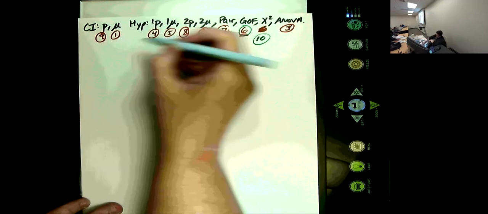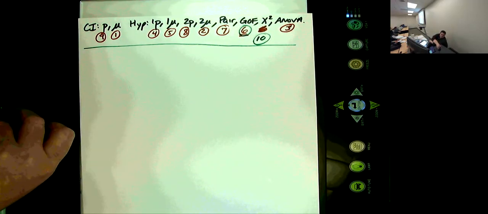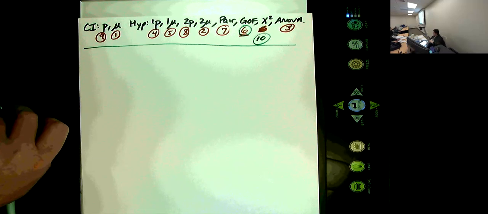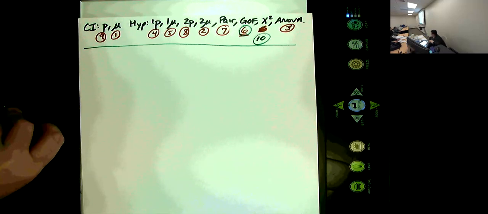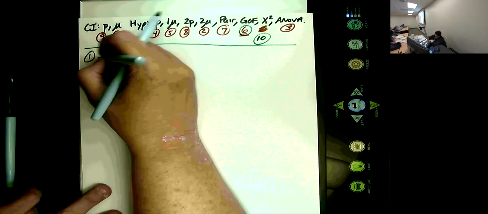All right, let's go through the actual test. I'm going to go back to question 1 now that I've got them all labeled. I did this at the start. If you do it right at the top of the page and label them underneath there, you're doing great. All right, when you get to the question, tell me what the test is. Number 1 was a 1 mean confidence interval.